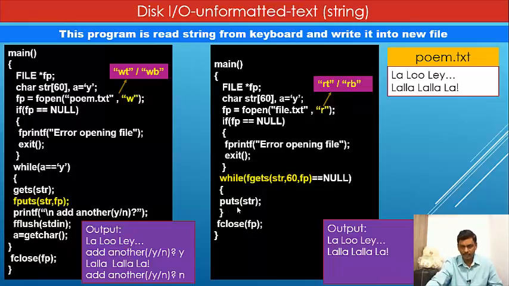Then we use puts, which is also a console output for strings. So puts of str displays the string in a new line. What is the data of str? La lu le, it displays la lu le. Then the loop continues. Then it gets another record, another 60 characters. So another is la la la la, that is stored in str.